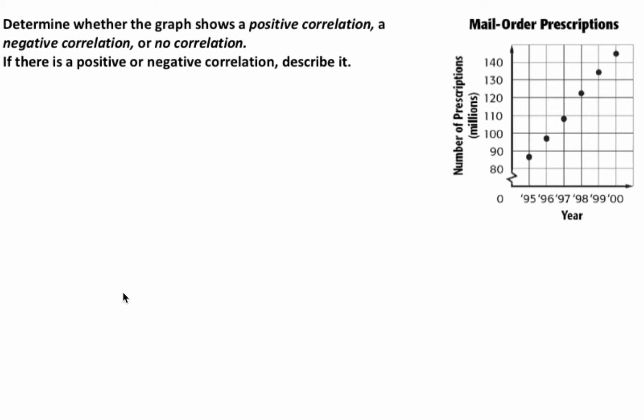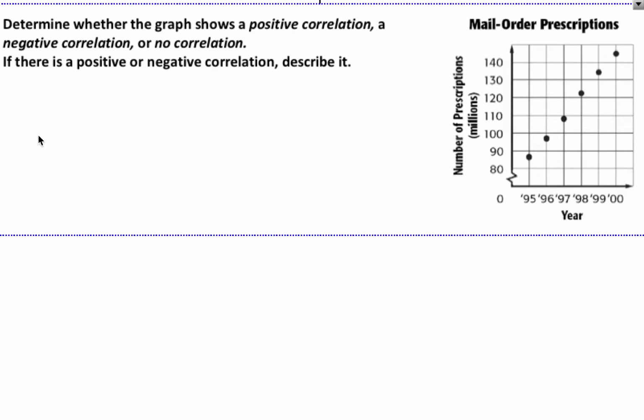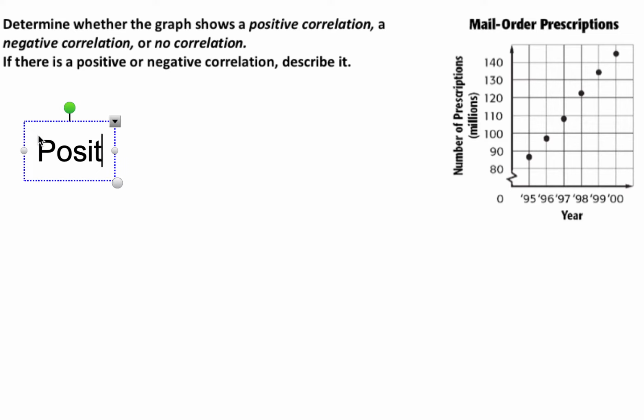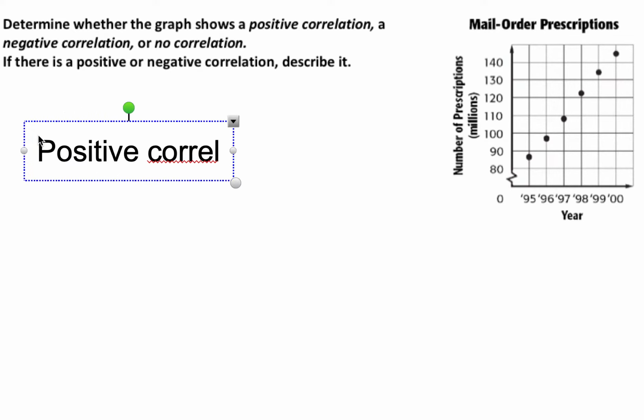Okay. Determine whether the graph shows a positive, well, okay, same instructions there. Here, reading mail order prescriptions. This is the year and number of prescriptions. This shows, it appears to be a positive correlation.